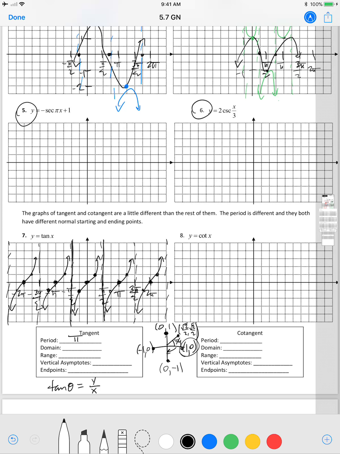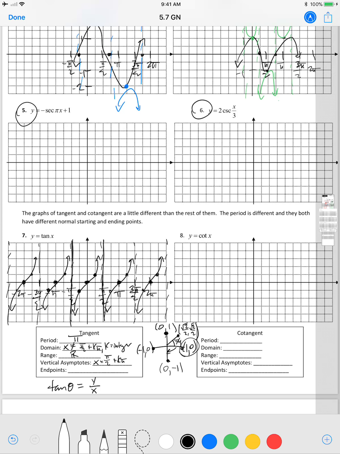My domain is all real numbers except where I have pi over 2 plus k pi. K is an integer. Those are where all my asymptotes are. The range is all real numbers. I'm getting outputs for all possible y values here. And then my vertical asymptotes are where the domain doesn't exist.